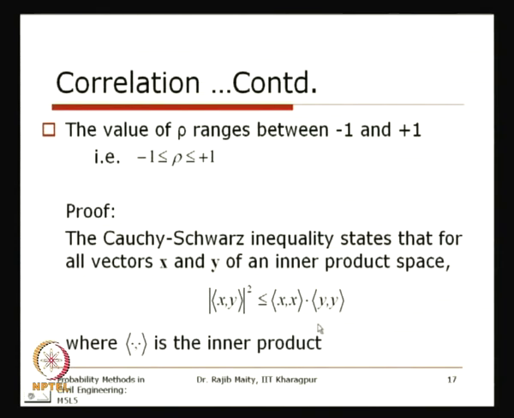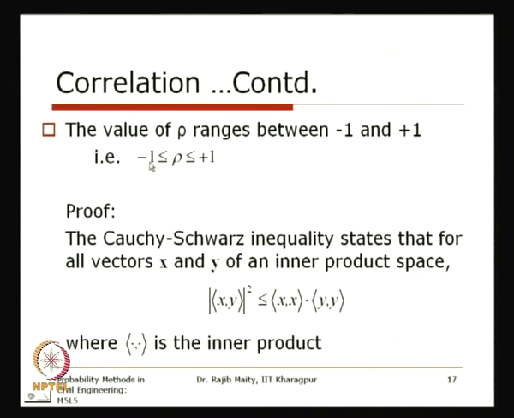Now, as I was telling, the correlation coefficient ranges between minus 1 and plus 1. So, this rho x y is from minus 1 to plus 1. This plus 1 basically indicates that there is a positive dependence and a perfect linear relationship. If it is exactly equal to 1, it is a perfect positive relationship, and if it is equal to minus 1, then it is a perfect negative linear relationship.